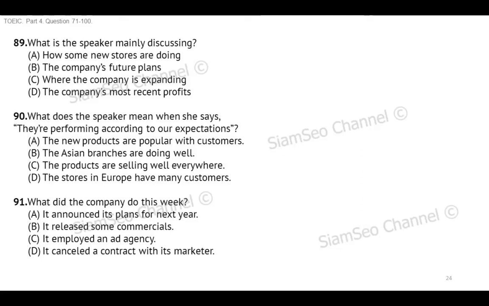Number 89. What is the speaker mainly discussing? Number 90. What does the speaker mean when she says, they're performing according to our expectations? Number 91. What did the company do this week?